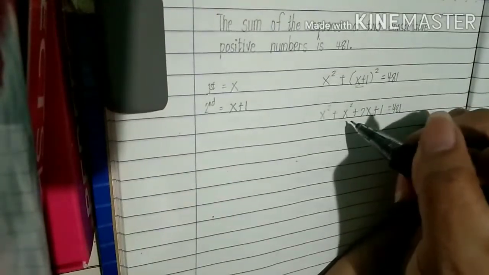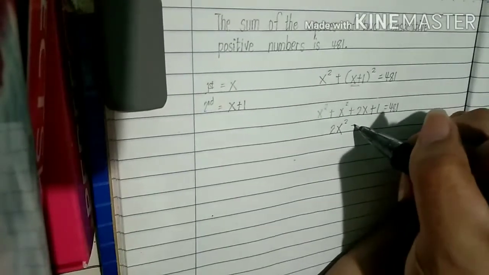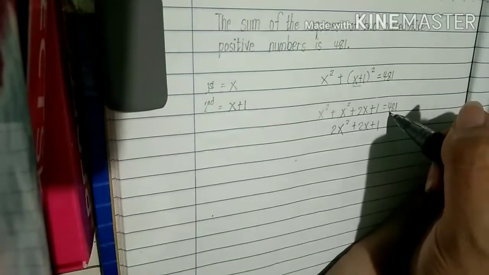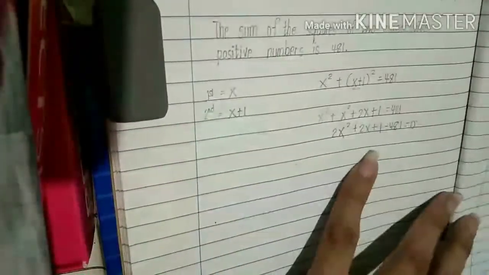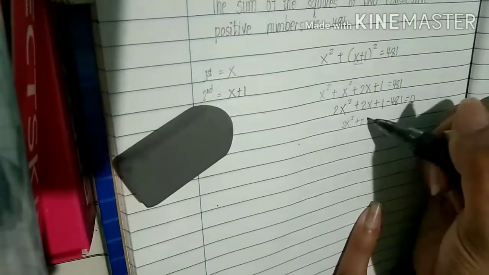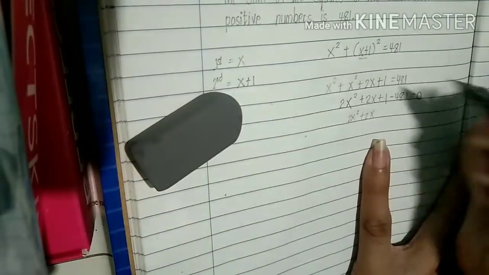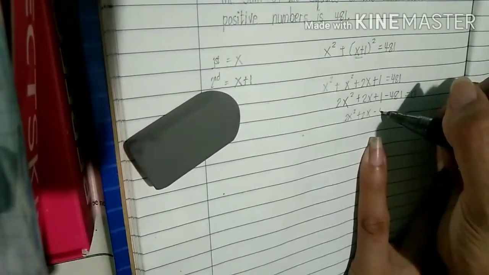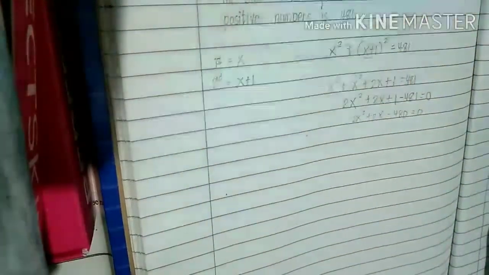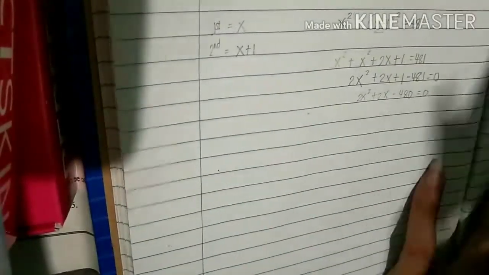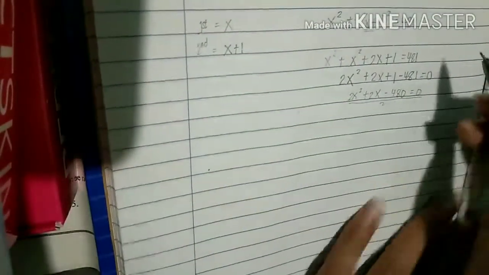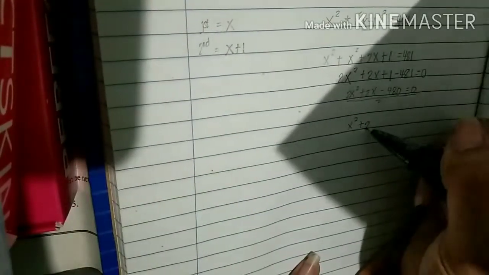Then, combine like terms. x squared plus x squared, this will be 2x squared plus 2x plus 1. Then transpose 481, so it is equal to 0. Simplify: 2x squared plus 2x plus 1 minus 481, so this will be negative 480, equal to 0. As you can see, all the terms are divisible by 2. To make it easy, this will be x squared plus x.